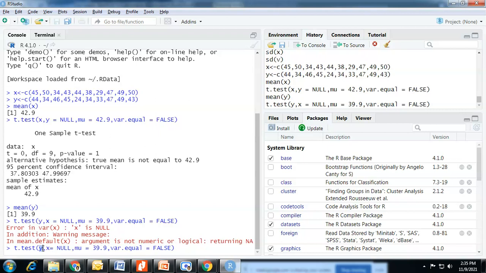Okay, let us try. x is equal to null, comma y, mu is equal to 39.9, var.equal is equal to false.